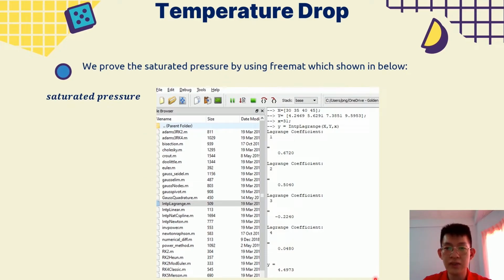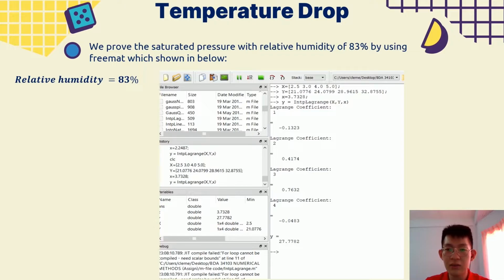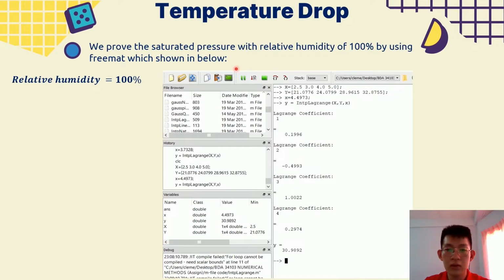We're using FreeMat to prove that our calculated saturated pressure is correct. We're also using FreeMat to prove that our temperature is correct with relative humidity of 50%. This is the proof for relative humidity equal to 83%. This is the proof to calculate the temperature with relative humidity of 100%.